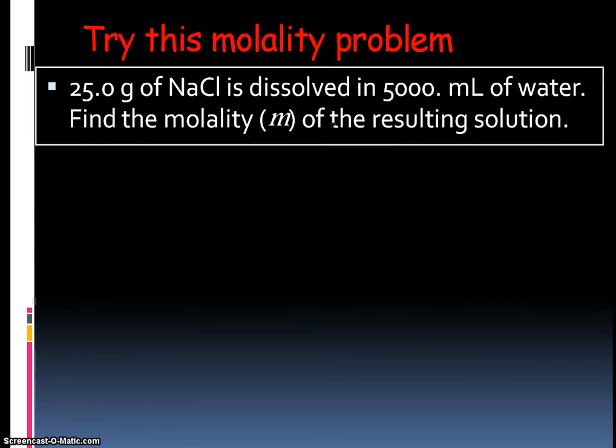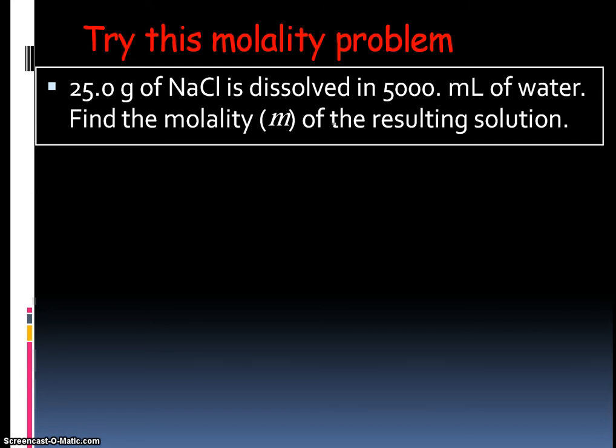All right, try this molality problem. See if you can do it on your own. Given 25 grams of NaCl is dissolved in 5,000 milliliters of water, find the molality, remember that's moles per kilogram, of the resulting solution. See what you can do, pause it, and then start again.